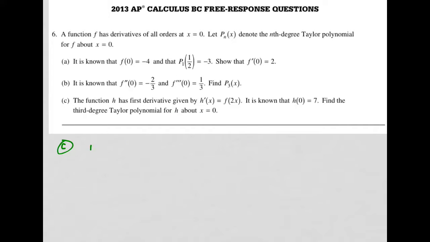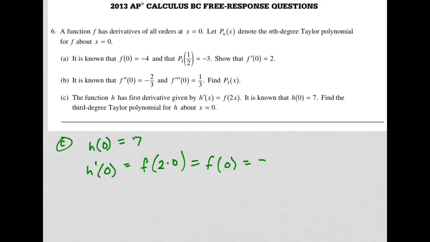So the first thing I want to do is write h of 0. Well, they give me that, because I'm just writing down derivatives. h prime of 0, that's the same thing as f of 2 times 0, right? Because they tell me that the derivative of h is f of 2x. So that's just f of 0. What's f of 0? That's negative 4.